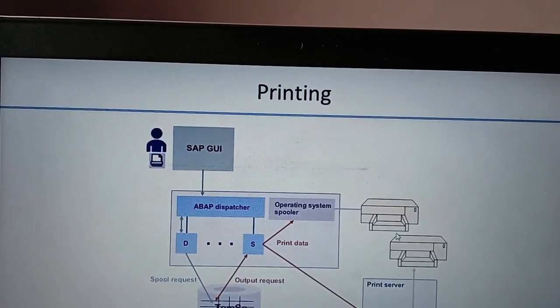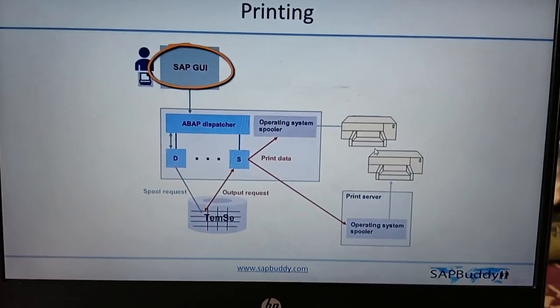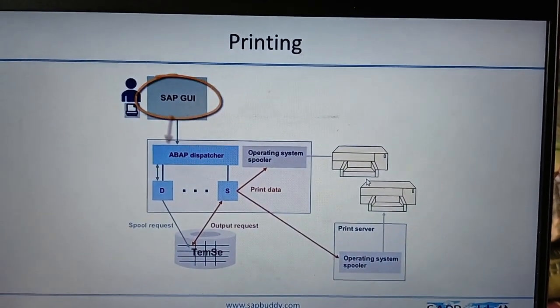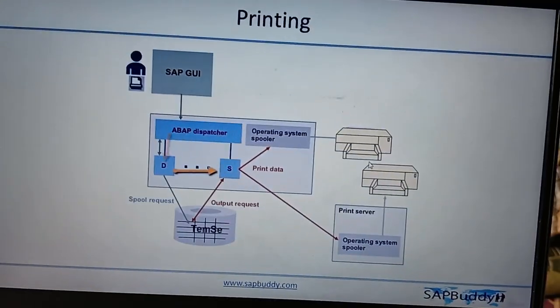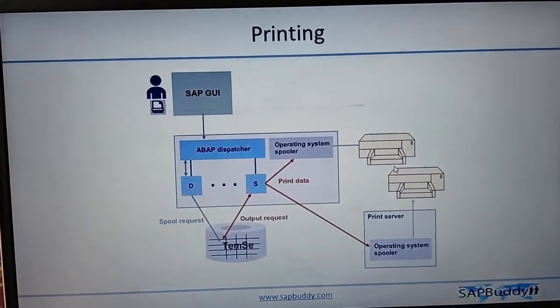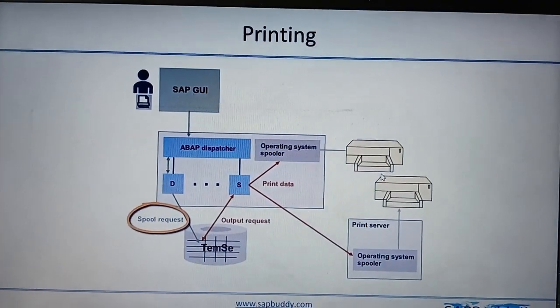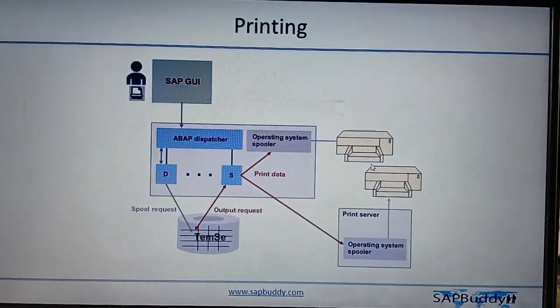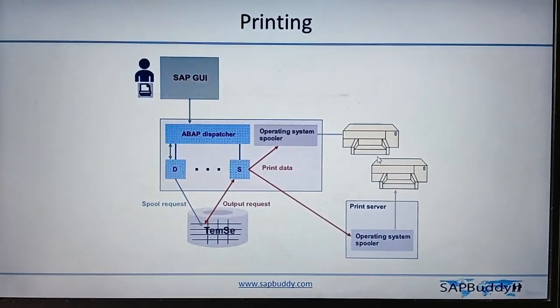Whenever you make a print request, for example, the SAP GUI user is trying to print something from the dialog work process. So it goes to the dispatcher, as the dialog work process is trying to print. When this user prints any data, this will create a spool request. The spool request is nothing but a collection of your output. So this output will be collected and created as a spool request.